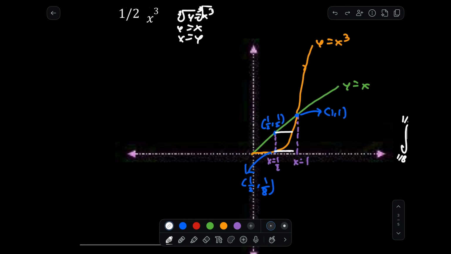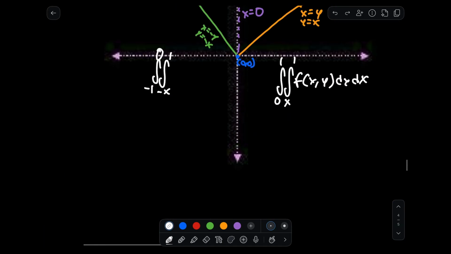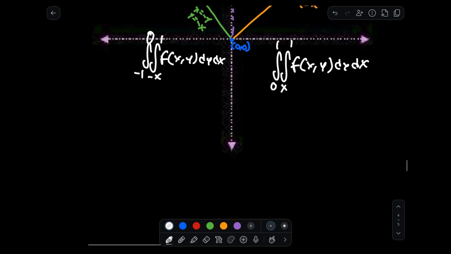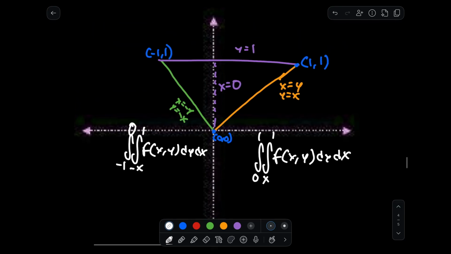Oops, let me get back to that. It went all the way down. Jeez Louise. It went all the way up, yeah. We get f of x, y, dy dx. And when you add up these two regions, you get your final answer, right?